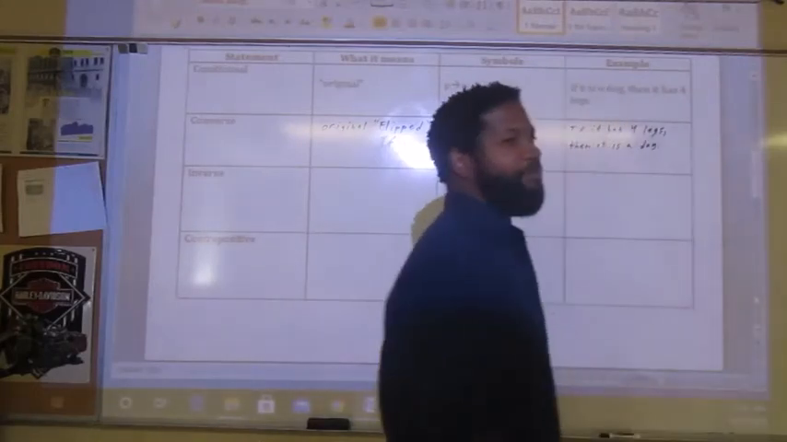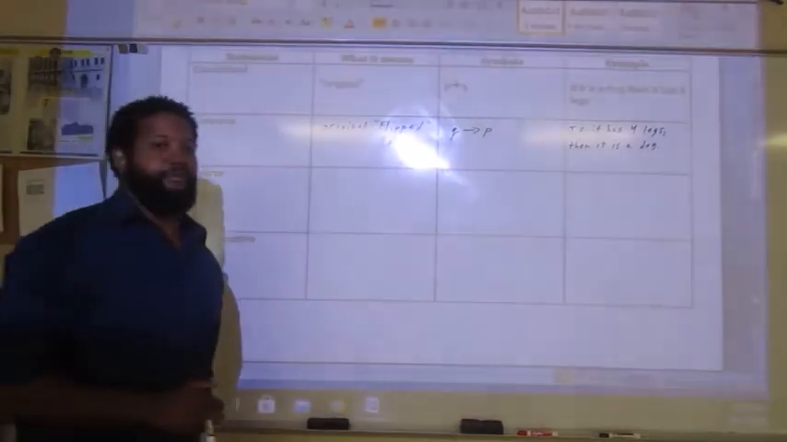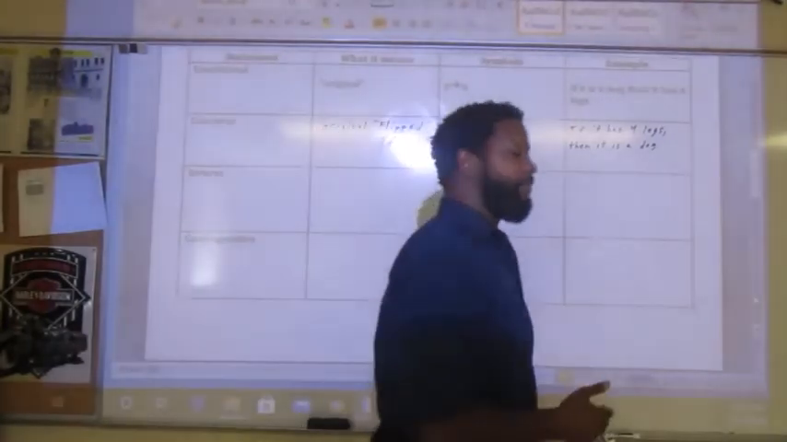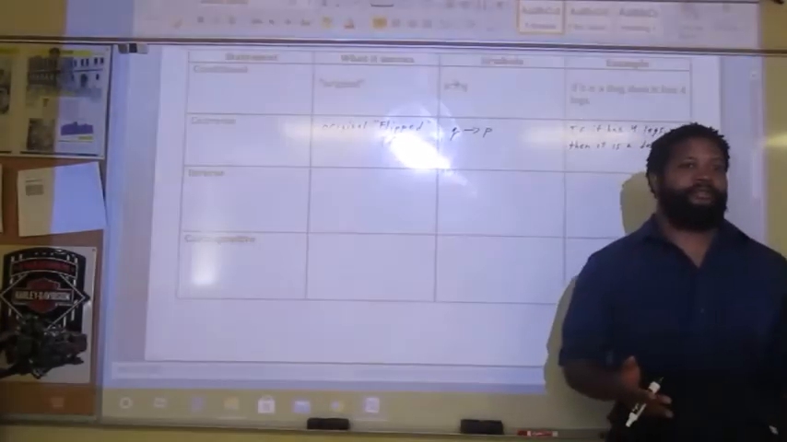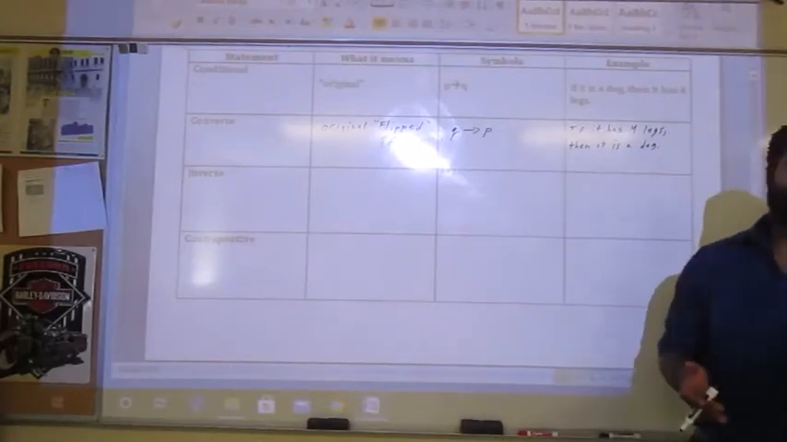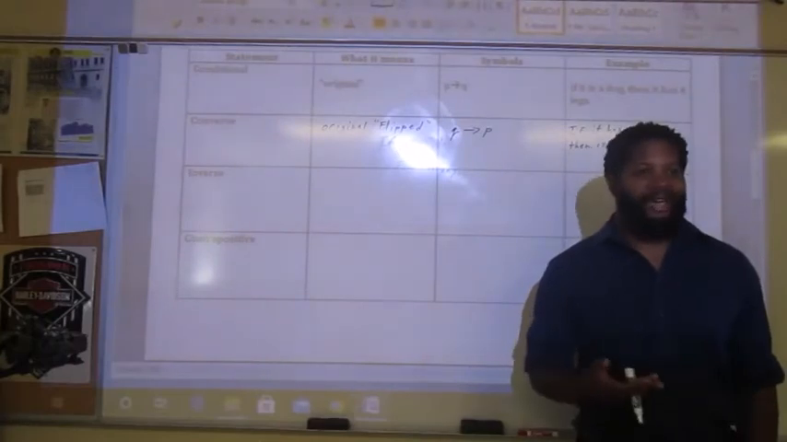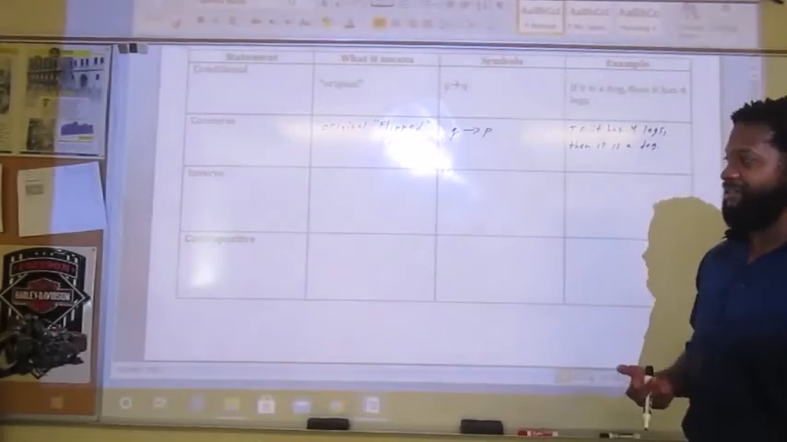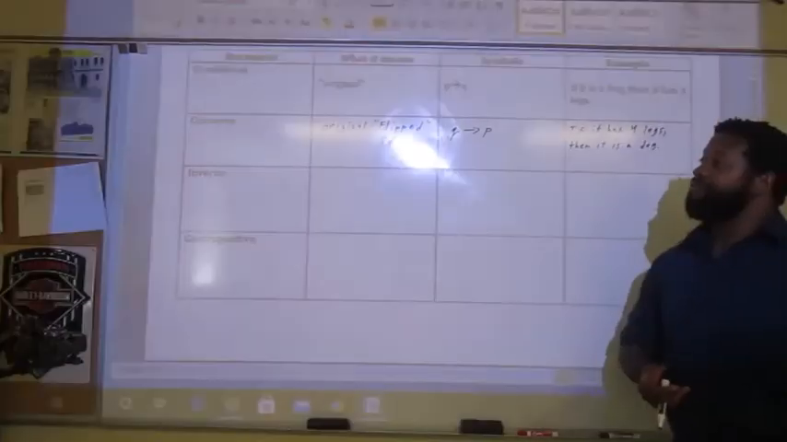Is this a true statement? No. Because how many animals have 4 legs? A lot. Elephant, giraffe. You know what I'm saying? Almost every animal has 4 legs. You can name a whole bunch, right? I could wake you up in the middle of the night and ask you how many animals have 4 legs, and you can give me about 7 off the top of your head right there.